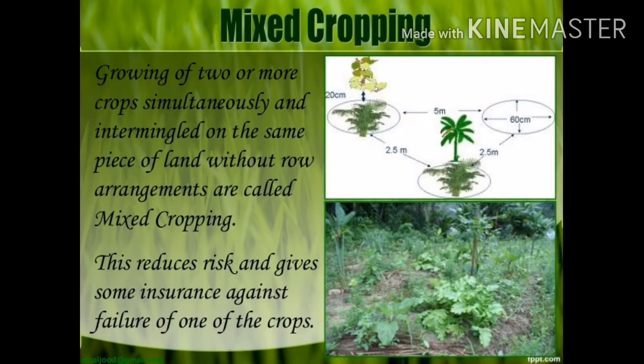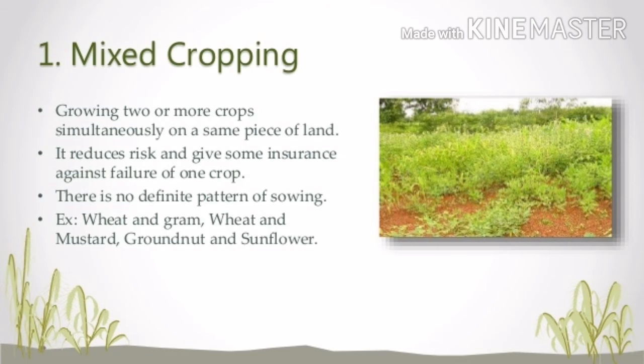First is mixed cropping. So mixed cropping is the practice of growing two or more crops simultaneously on the same piece of land. And it is an age-old practice in our country, and Indian farmers used to mix the seeds of two crops and sow in the field.